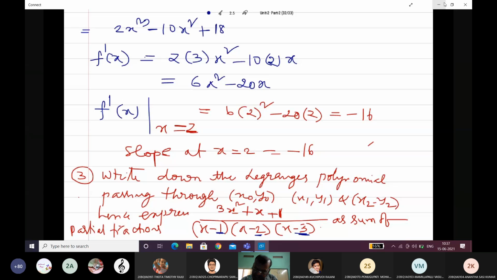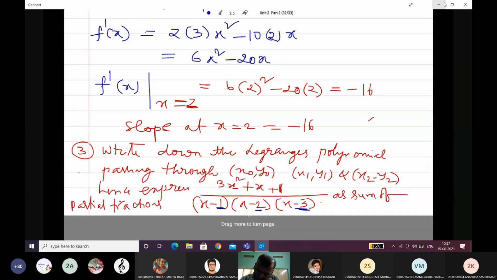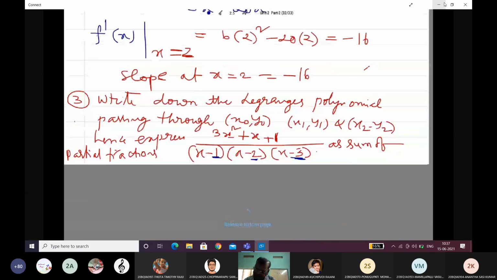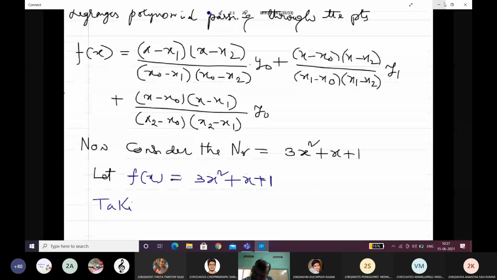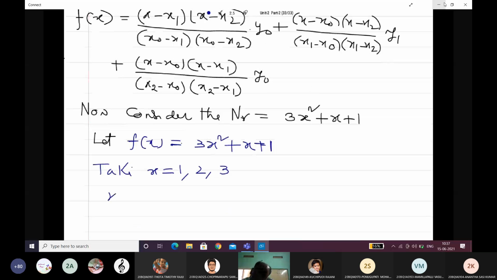That we have to choose like that, taking the x values. Okay. Say yes or no. Respond please. Take x is equal to 1, 2, 3. Now we have to form the values of f of x for 1, 2, 3. Corresponding values. Find out the function.